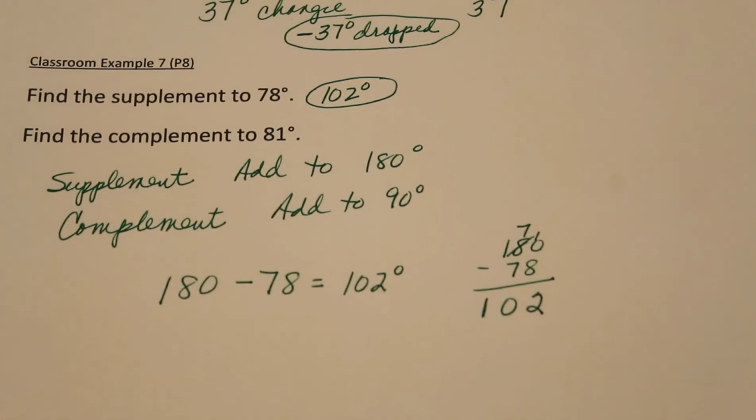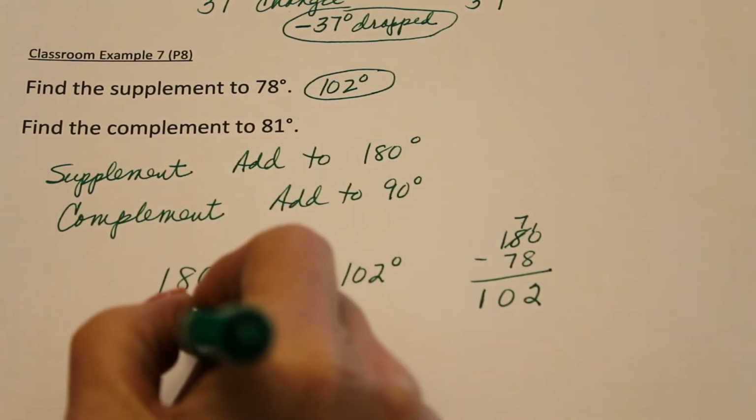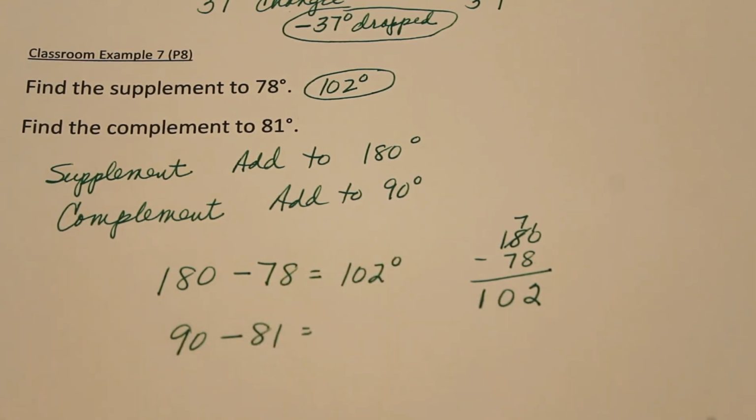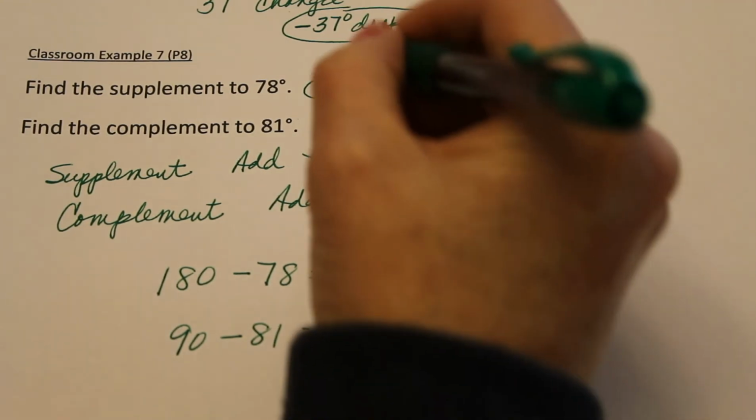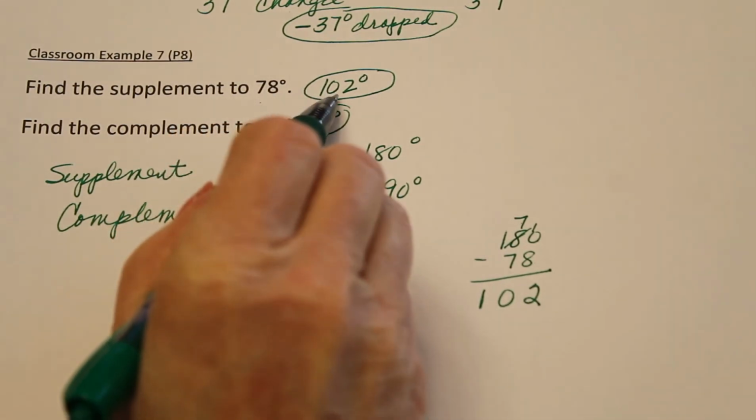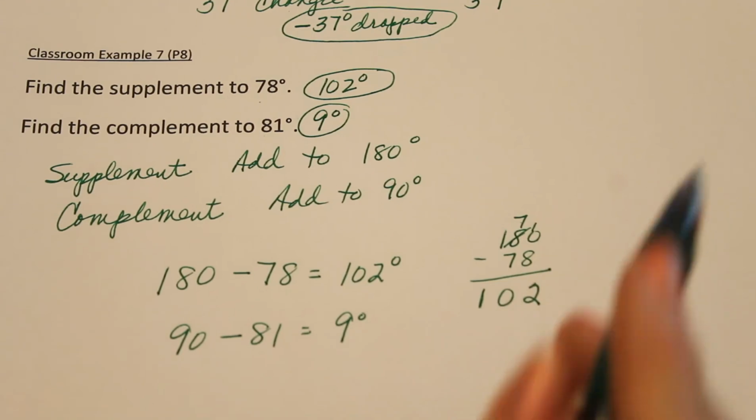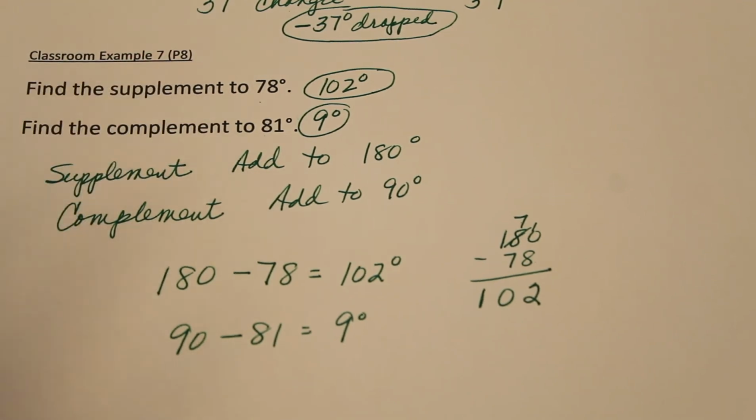Complement means the two angles will add up to 90. So to find the complement of 81, we're going to do 90 minus 81, which is a 9 degree angle. The complement to an 81 degree angle is a 9 degree angle. 78 plus 102 equals 180. 81 plus 9 equals 90. So you're going to go ahead and try practice 8 on your own.